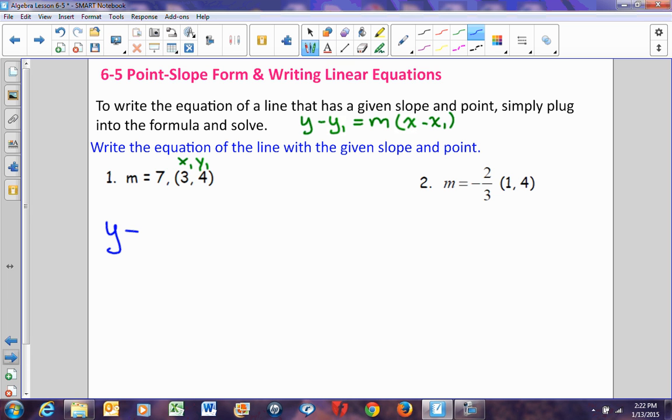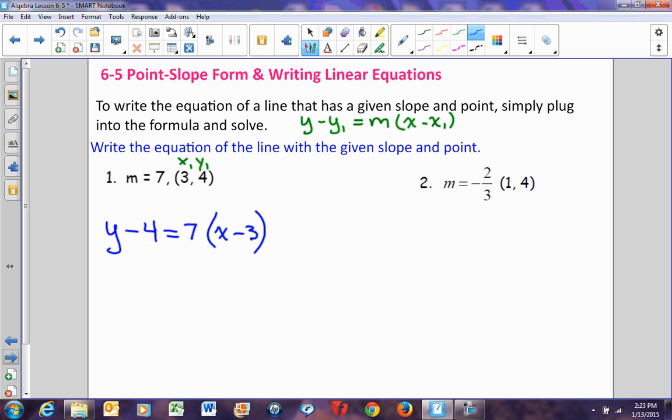y minus y1 is 4. So y minus y1 being 4, equals m, my slope is 7, parentheses, x minus x1 is 3. So all I did was plug in my coordinates for the point and my slope. We kind of call this a plug-and-chug problem. You plug in the numbers, now you're going to chug through it to solve it for y. So this would be in point-slope form, but we want to give the line in slope-intercept form. You always want to write your equations in slope-intercept form.